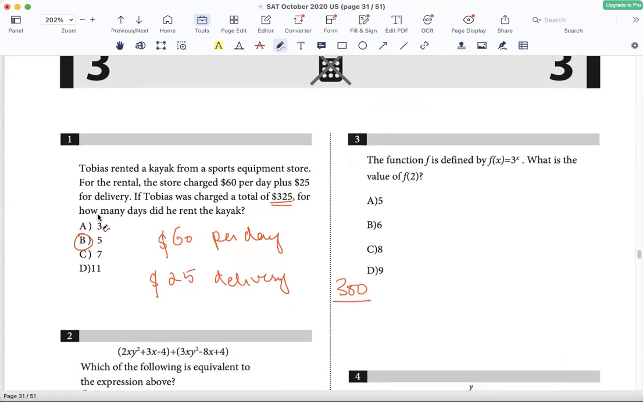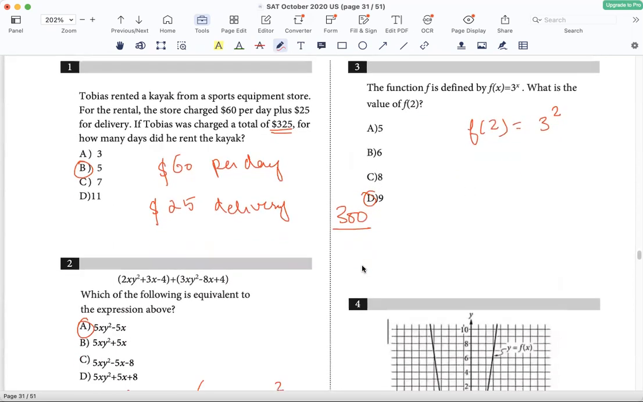The function f is defined by f(x) is 3 to the power x. What is the value of f of 2? That is 3 to the power 2, which is 9, option D.